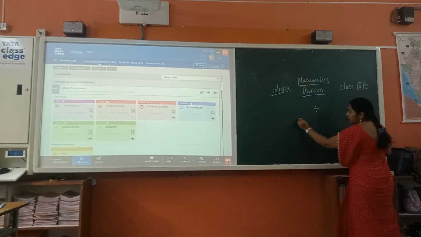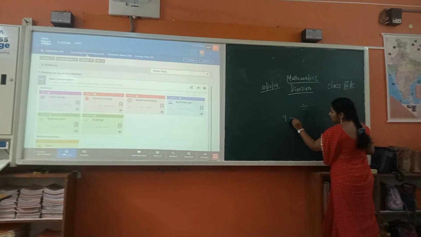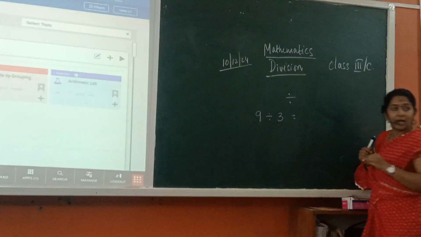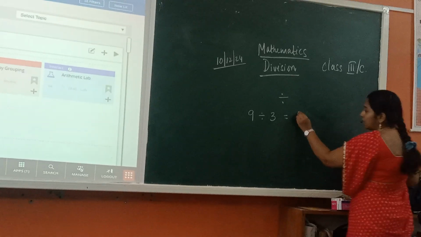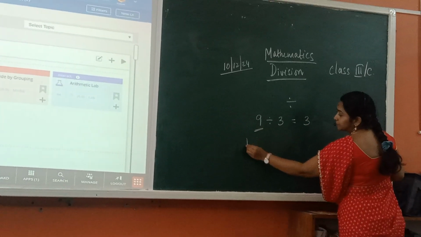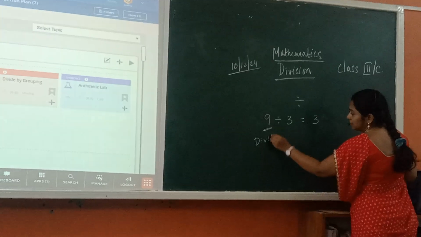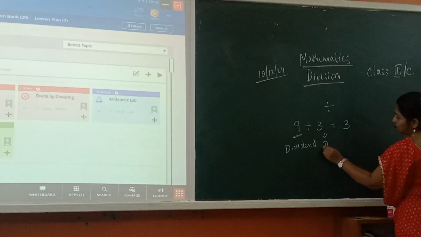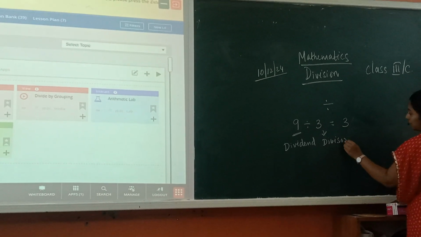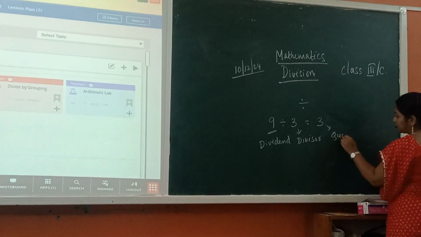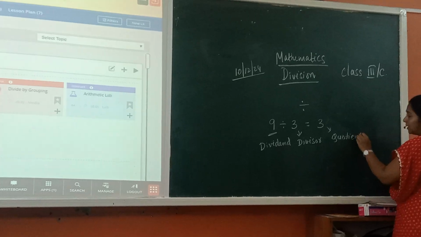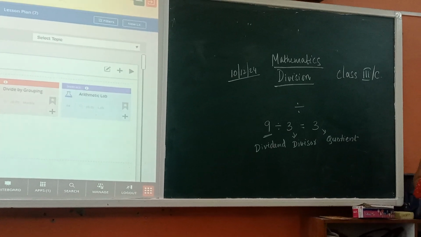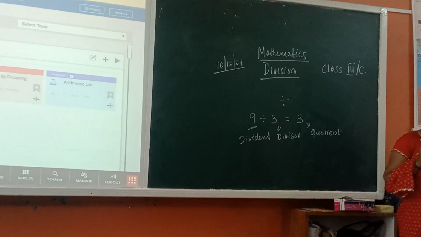So now just before, I divided 9 crayons among 3 friends. And each got how many? 3. So this is called dividend. They are the parts of the division. This is called divisor. And this is called quotient. Okay, now we are equally distributing and sharing the cookies or pencils or whatever it is.